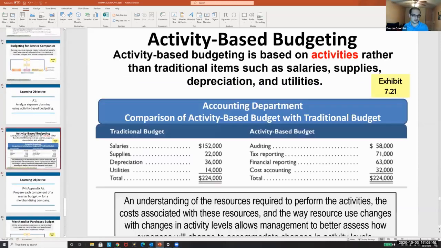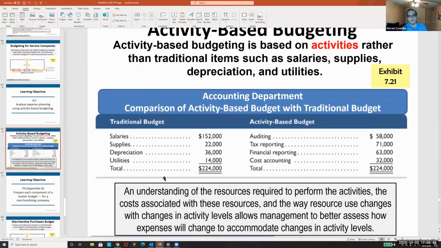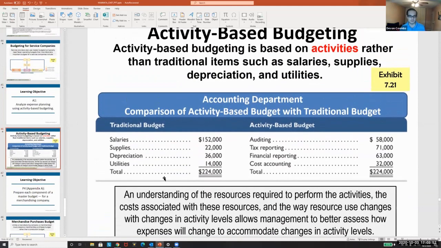Analyze expense planning using activity-based budgeting. Okay, so activity-based budgeting, how is it different than what we just did with a master budget? In a traditional budget, we went by salaries, supplies, depreciation, utilities. We went by these buckets of costs. We bucketed by salaries, and salaries could have been a lot more detailed. For an audit firm, we might do auditing, financial reporting, tax reporting, and cost accounting. So for a CPA firm, you might do all of this different work, and I've done all this kind of work in a CPA firm. And so it might be more useful from a budget perspective to have it broken down by activity, right?